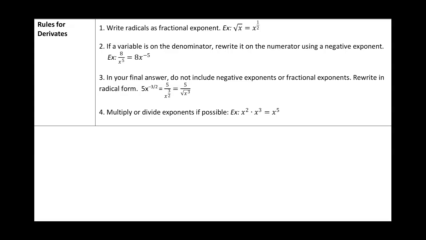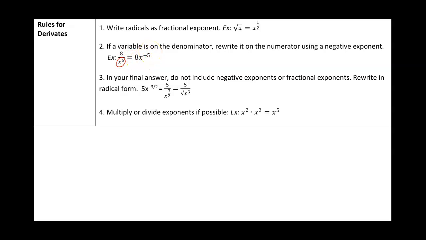Okay, so here are some rules for derivatives. Anytime you have a radical, we're going to rewrite that as a rational exponent, but then convert it back at the end. If you have a variable on the denominator, we want to have it on the numerator so we can differentiate. So if you have 8 over x to the 5th, in order to move it to the numerator, we have to change the sign, so it becomes 8x to the negative 5th.